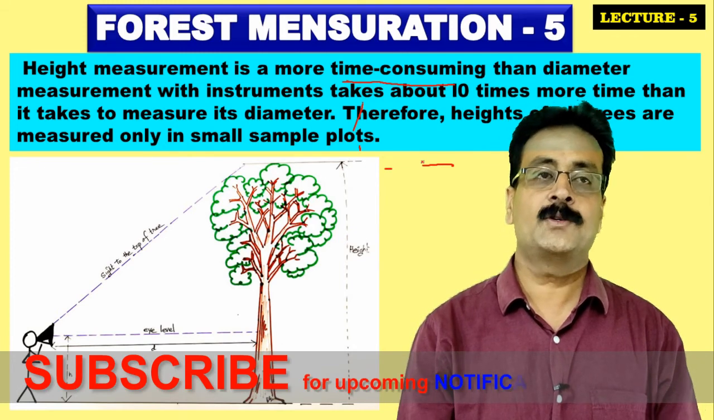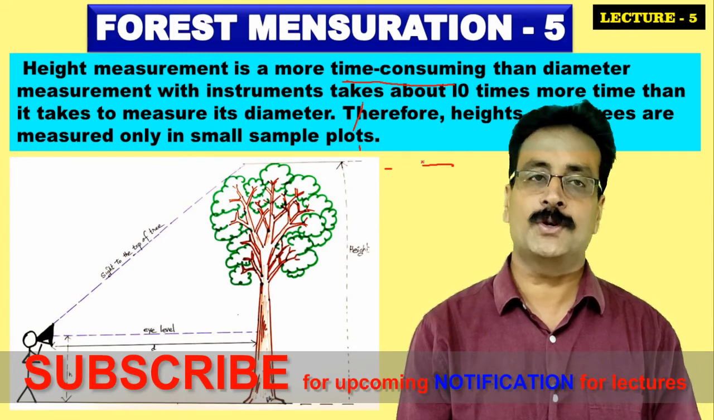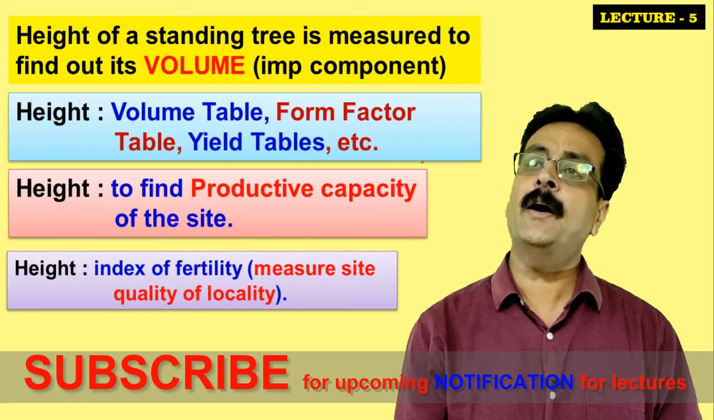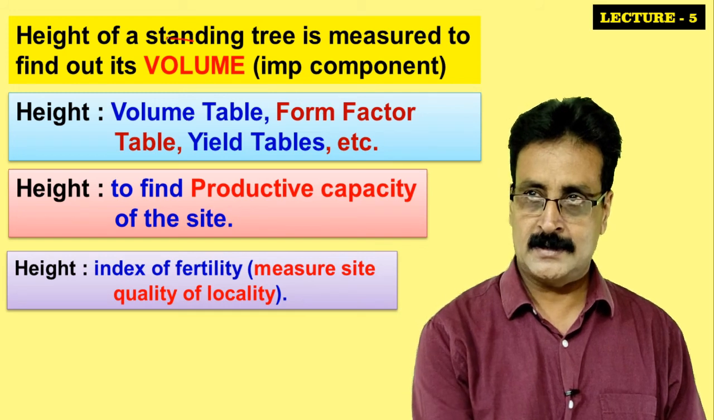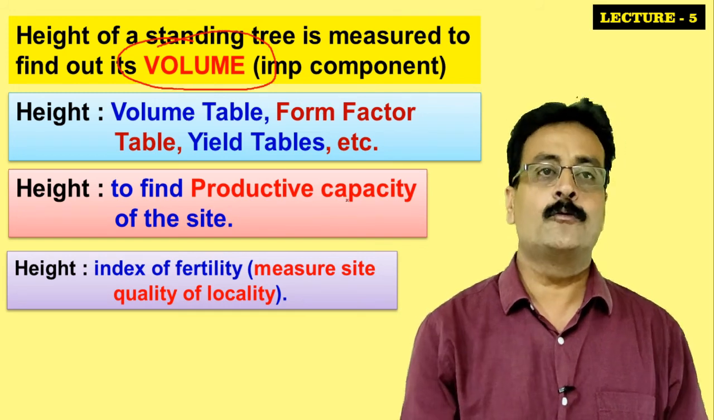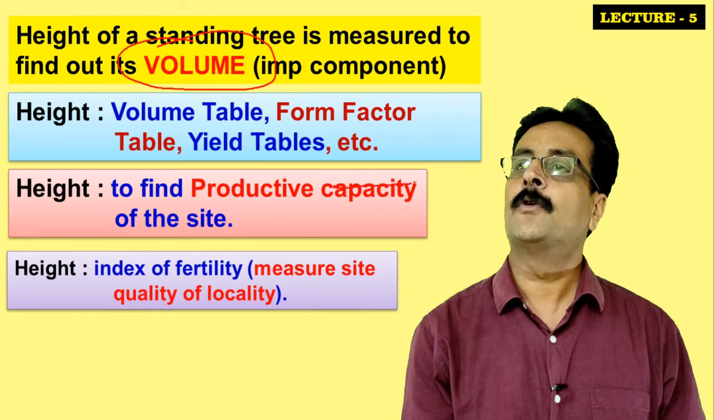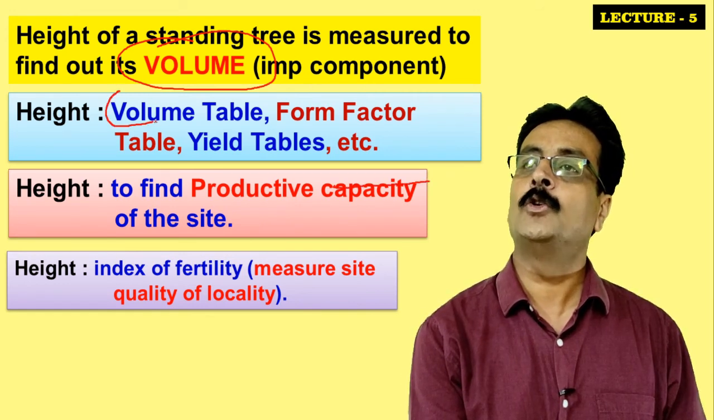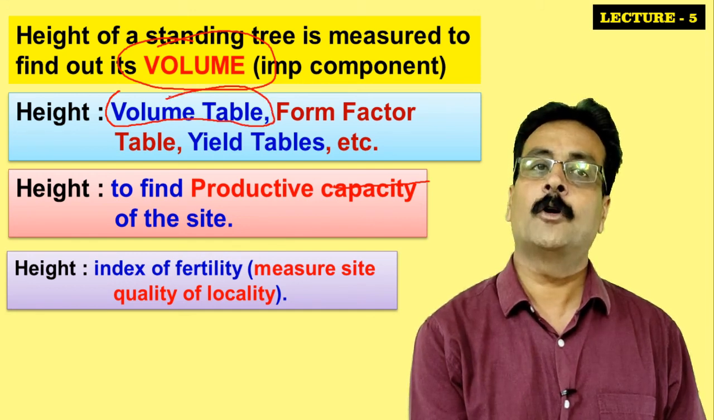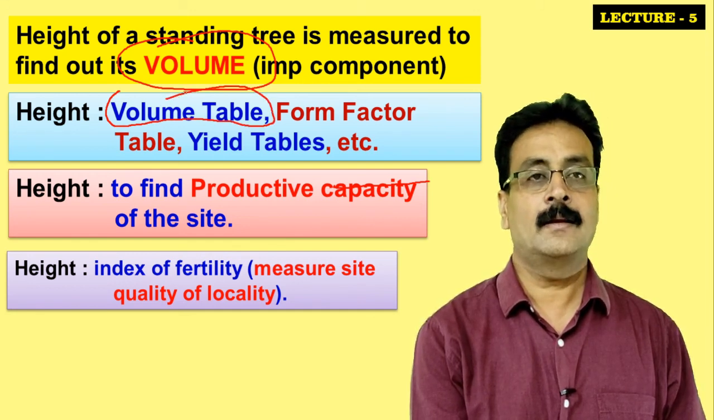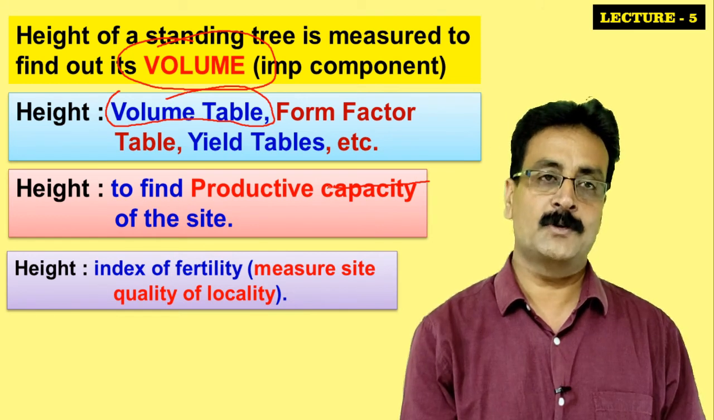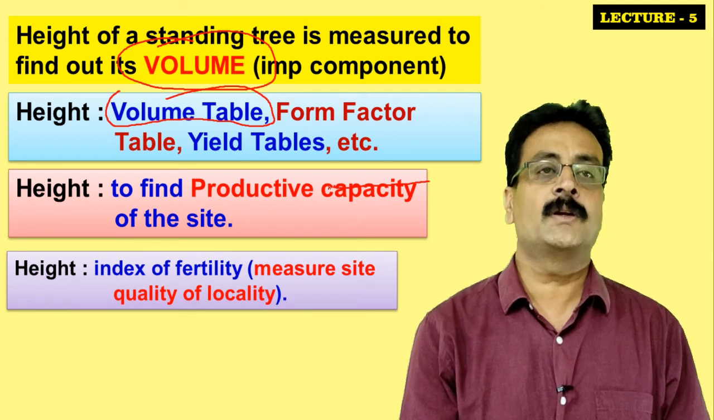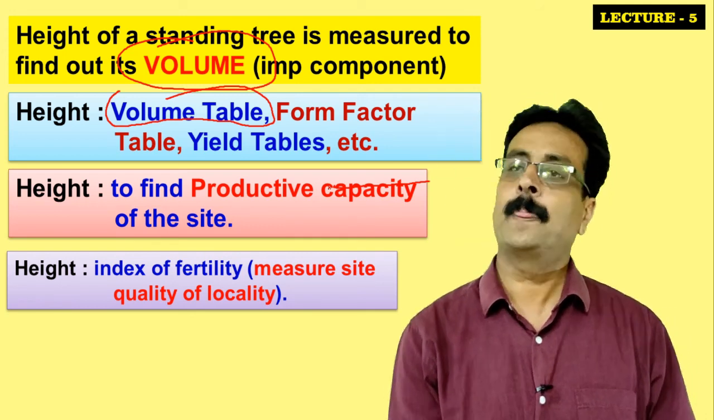Height measurement is very important in forest mensuration, because height gives us a very important component, volume. And height gives us the volume table, which is the main part of forest mensuration, where we can know about the timber, how much we are getting from the forest, from the tree.